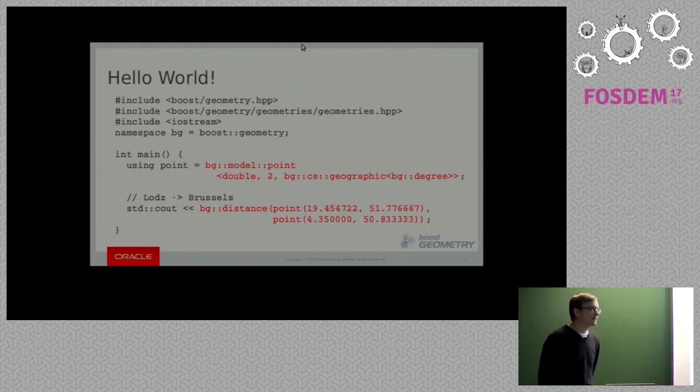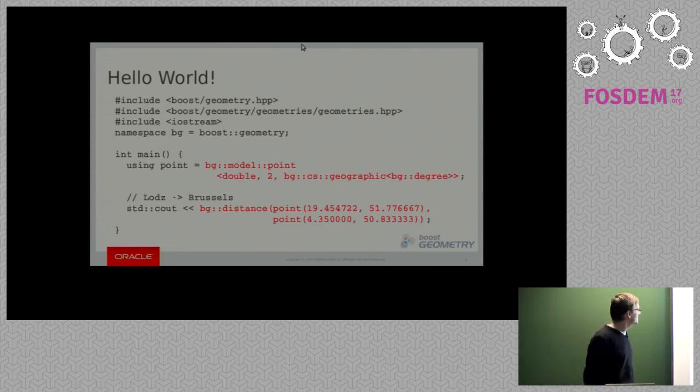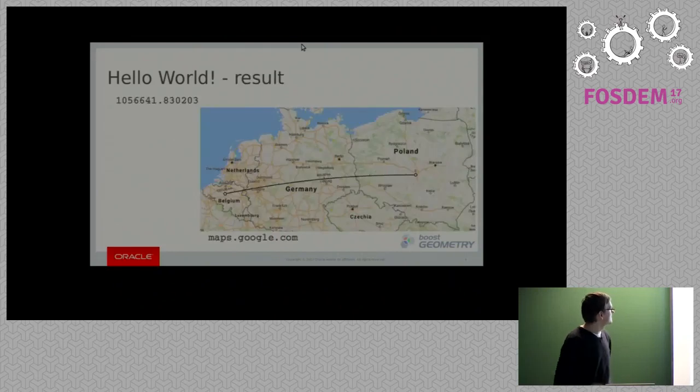Here's the simple hello world example. Since it's hello world and not hello plane, I'll need geographical points. Here you can see that we need some includes. Then the point type is defined. I'm using the point template defined in Boost Geometry here, and then I'm calling the distance function, passing two points. One is my home city, which is in Poland, and the other one is Brussels. And what I get is the distance. It's different than the distance displayed at Google Maps, because here we are actually using the spheroid model, and Google uses the sphere.